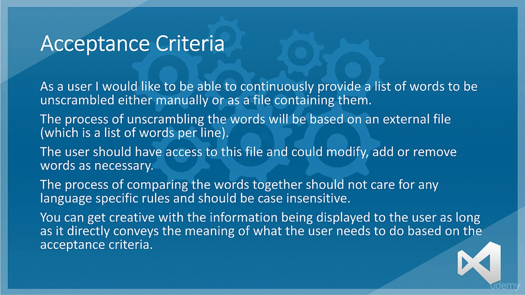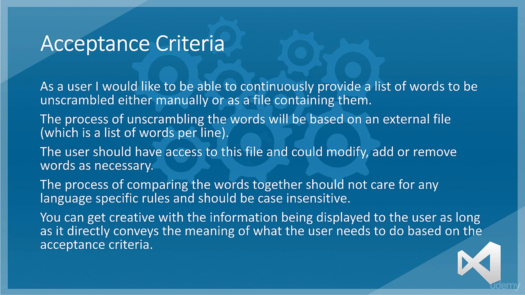It is time for us to write our second application. So let's go ahead and read our acceptance criteria. As a user, I would like to be able to continuously provide a list of words to be unscrambled, either manually or as a file containing them.